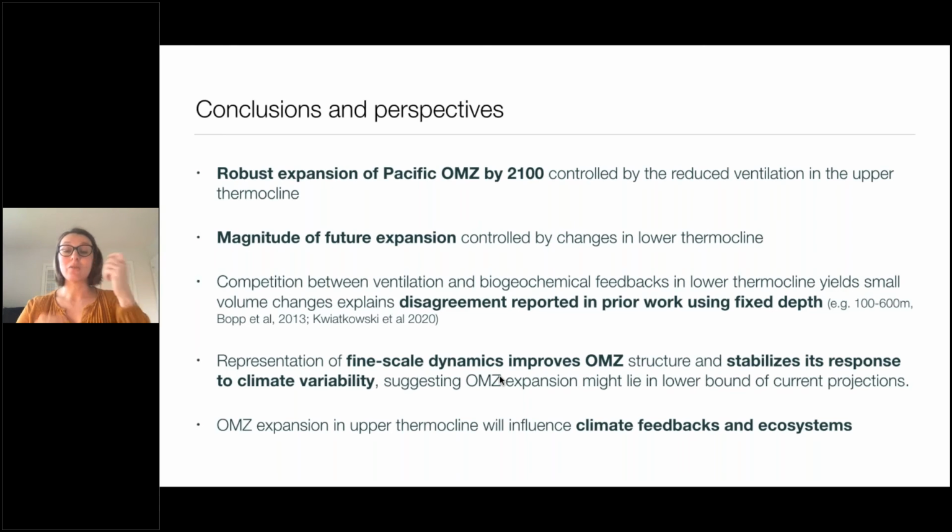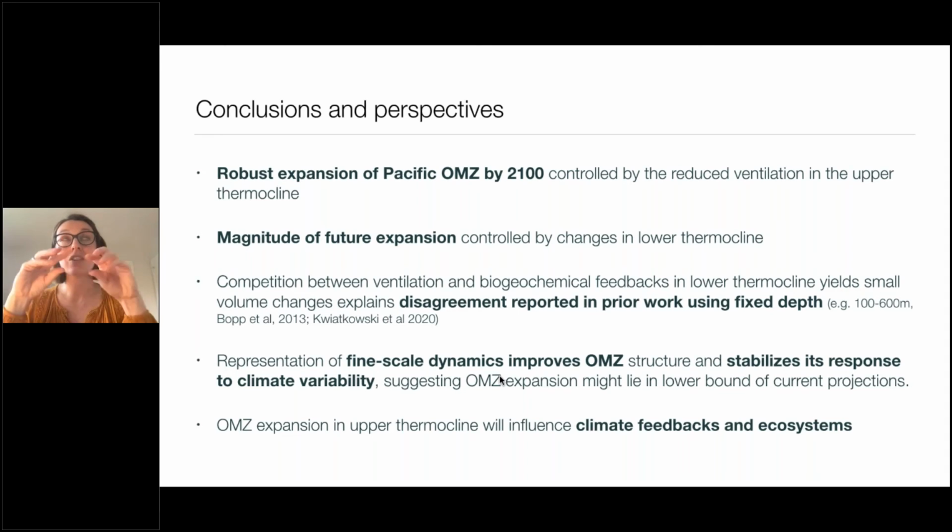Finally, the representation of fine scale dynamics improves the OMZ structure in our models. It also stabilizes the response to climate variability, which suggests that the coarse models probably overestimate the response to climate change and that the expansion might lie in the lower estimates of our current projections.